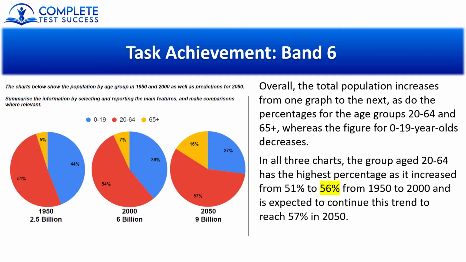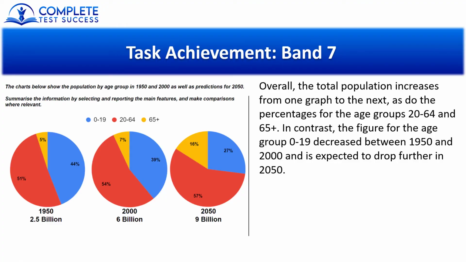The text says 56%, but on the chart we can see that the correct figure is actually 54%. Now that might seem like a very small mistake, but it can have a very big impact on your task achievement score. This is why it is incredibly important that you double check every single figure in your Task 1 answer. And here's an answer that would score band 7.